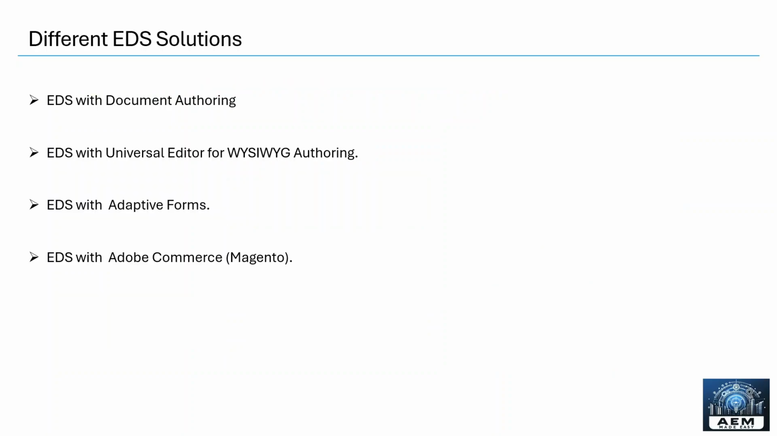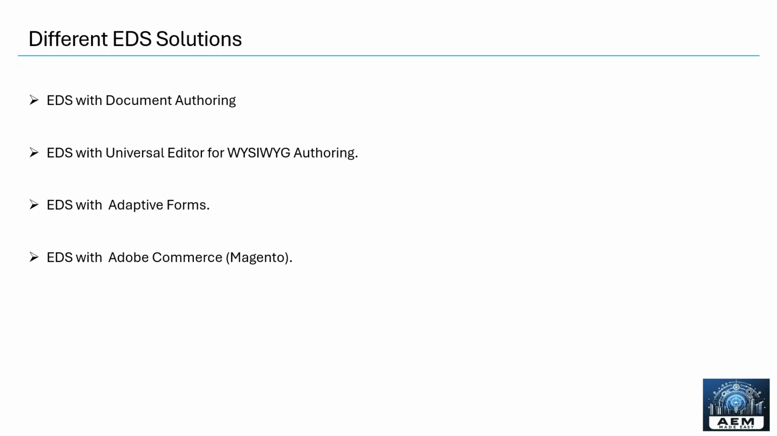And what all different solutions are available inside EDS that can be used to build different kinds of sites, or what functionality you can achieve through EDS. As I already mentioned, EDS with document-based authoring is available. That is the primary use case, and most of the Adobe customers are using this.